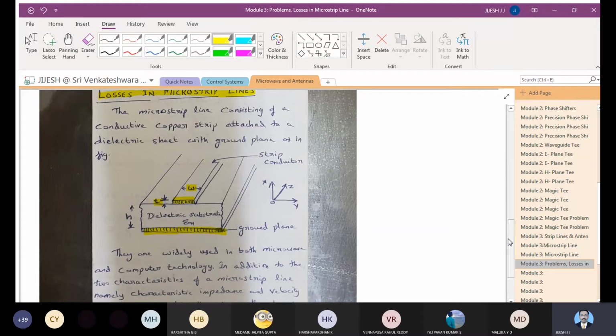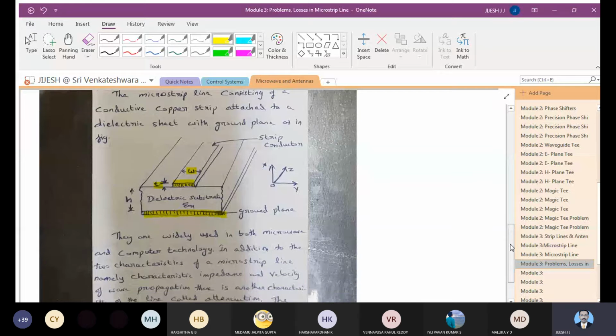You can see that the height of the dielectric substrate is H and the width of the strip conductor is W, with a thickness of T, and it is placed on the ground plane. They are widely used in both microwave and computer technology. In addition, two characteristics of microstrip line are mainly characteristic impedance and velocity of wave propagation. Another characteristic of the line is called attenuation.